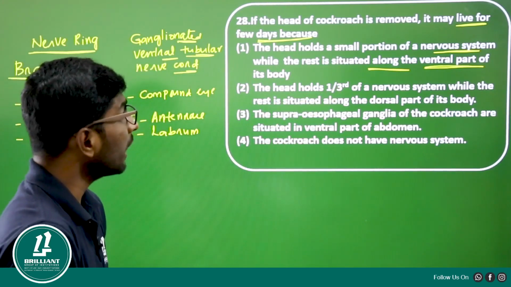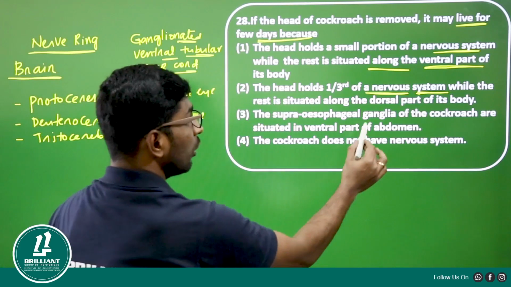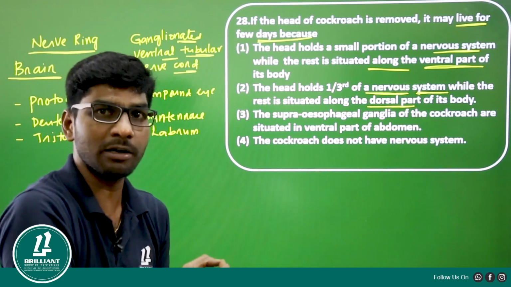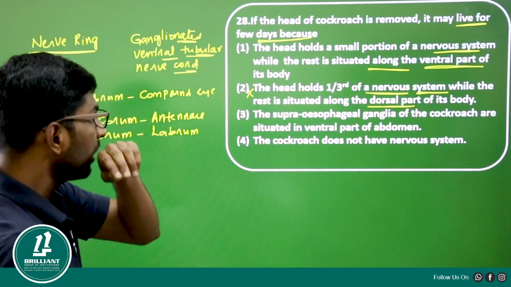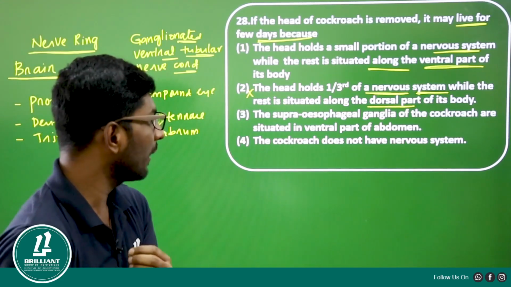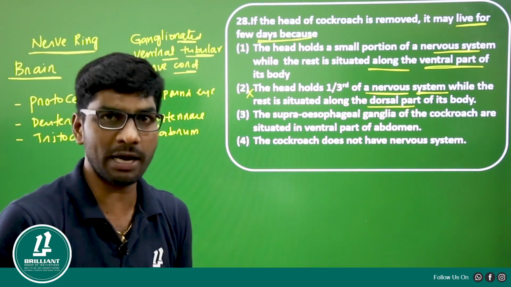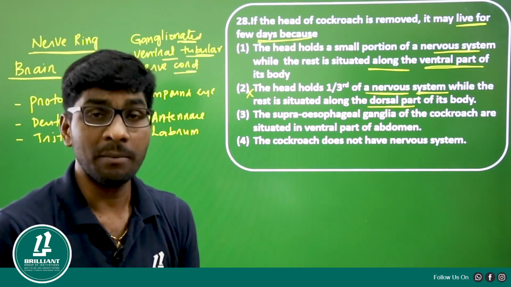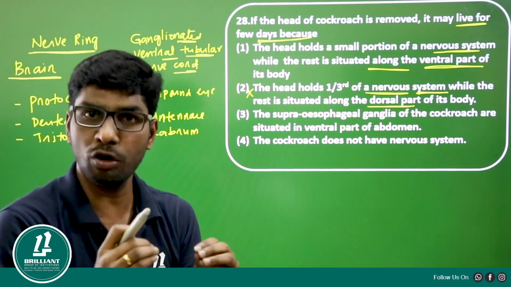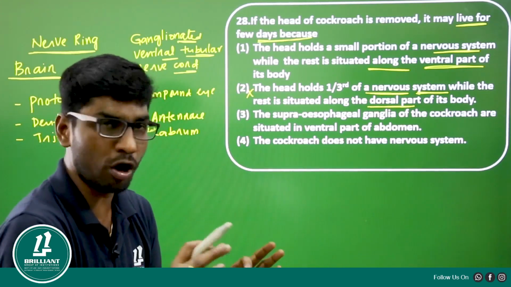Look at the B. The head holds 1/3 of nervous system, okay? While the rest is situated along the dorsal part. What did I explain? It is not in the dorsal part, it is in the ventral part. So, this option is not correct. Next, the supraesophageal ganglia, which is also known as the cerebral ganglia of the cockroach, are situated ventral part of the abdomen. Students, keep in your mind, cerebral ganglia located below the esophagus. So, it is not present in the ventral part of abdomen. So, this statement is wrong.